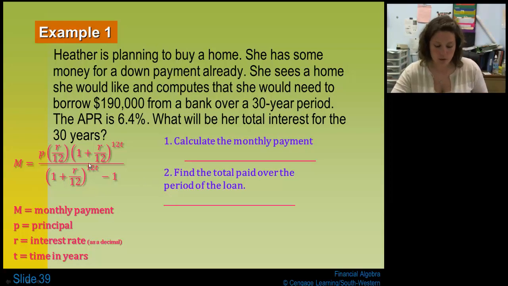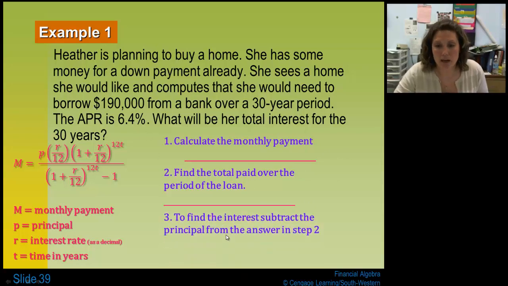So your monthly payment should be somewhere around $1,188.46. The total over the course of the life of this loan should be 12 times 30 times $1,188.46. So you should have $427,845.60. Now, to figure out the interest, we have to take out what the loan was originally for, which was $190,000. So you subtract the answer in 2 by $190,000.